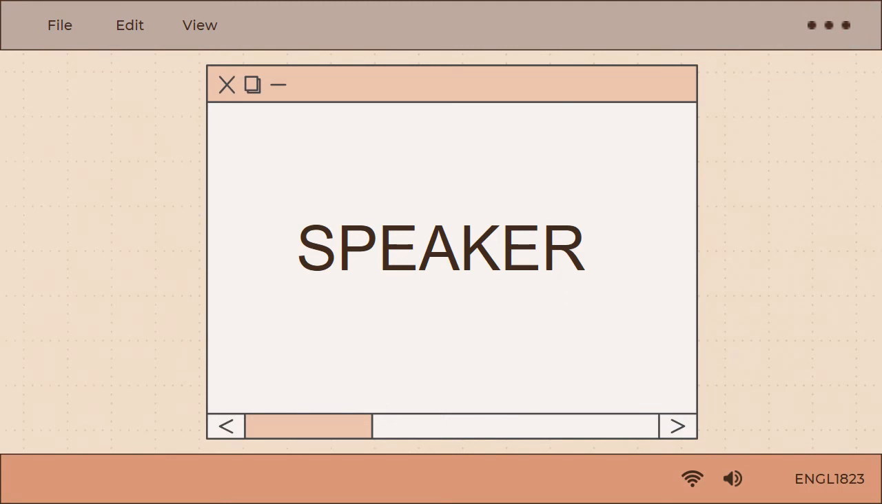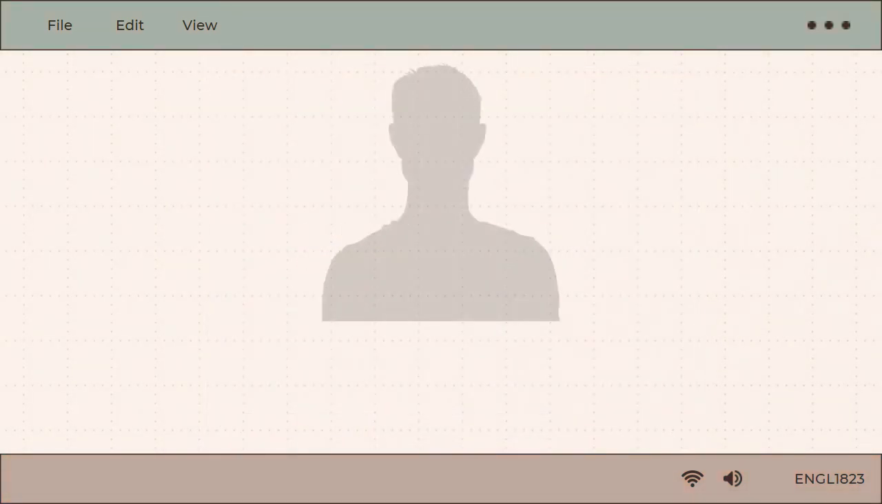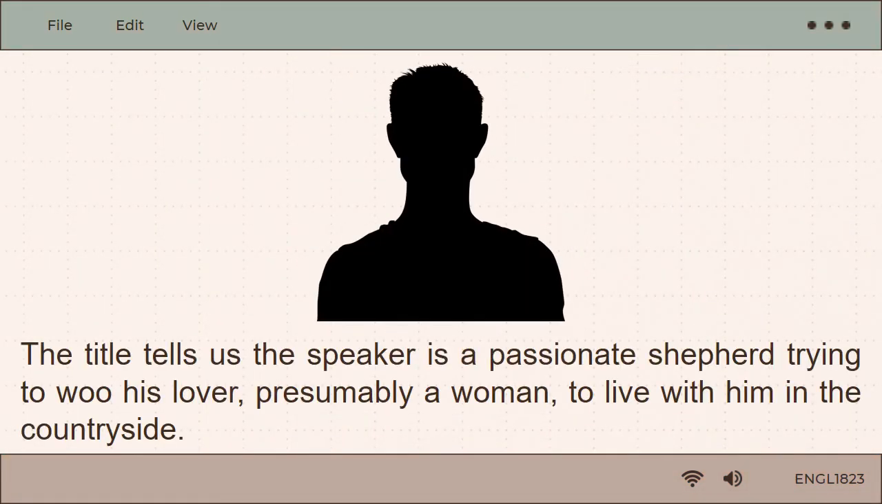Let us now discuss the speaker in the literary piece. The title tells us the speaker is a passionate shepherd trying to woo his lover, presumably a woman, to live with him in the countryside. But Marlowe didn't title the poem, so even though this could be a valid reading, we can't just assume that's the only way to go.